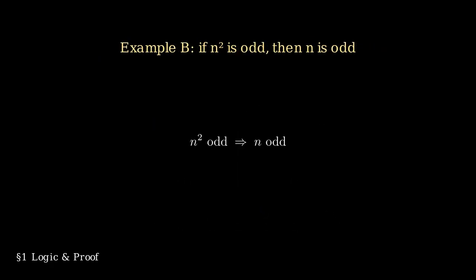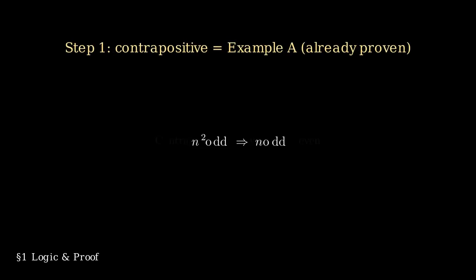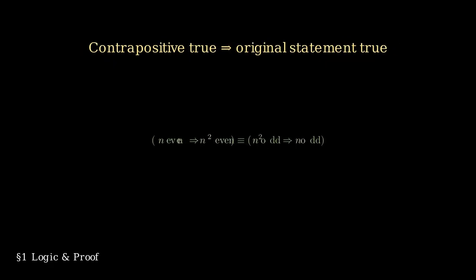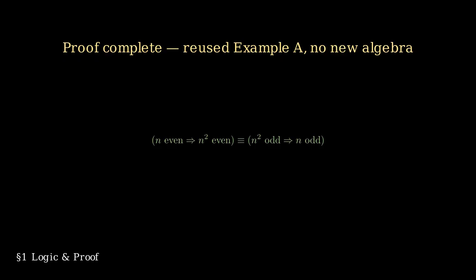Worked example B, a proof by contrapositive. Claim: if n squared is odd, then n is odd. Step 1, look at the contrapositive of this statement. If n is even, then n squared is even, and that's precisely example A, which we've already proven. Step 2, since the contrapositive is true, and contrapositive equivalence tells us a statement and its contrapositive always share the same truth value, the original statement must be true too. Proof complete, and notice we didn't need any new algebra, we just reused example A.